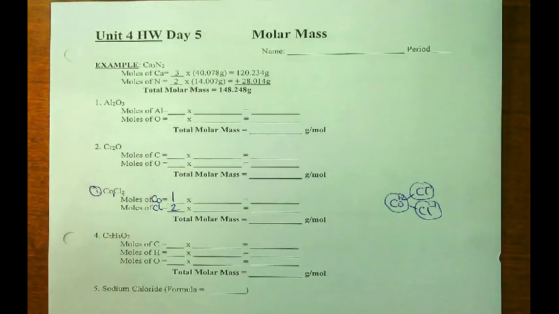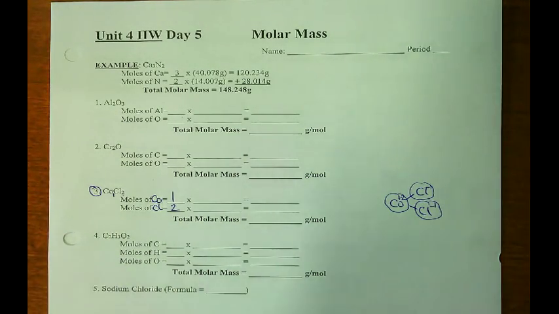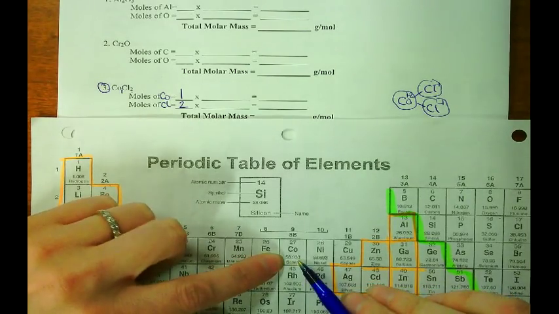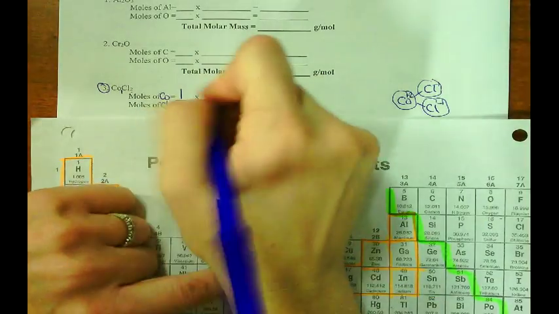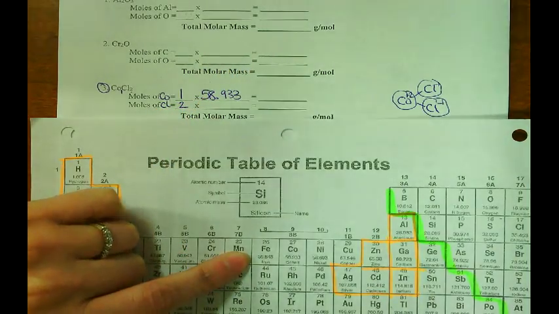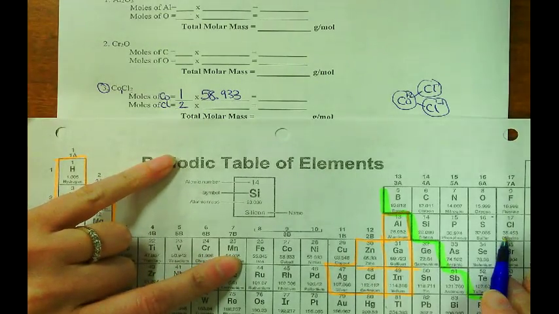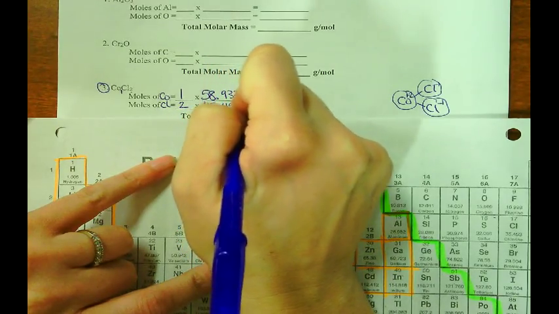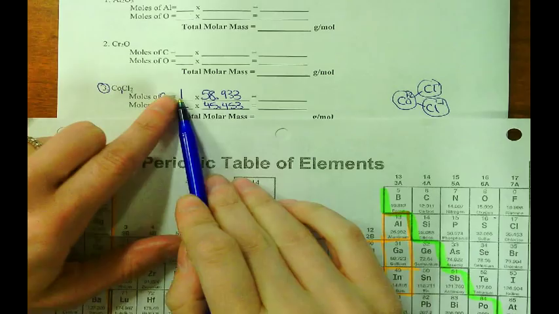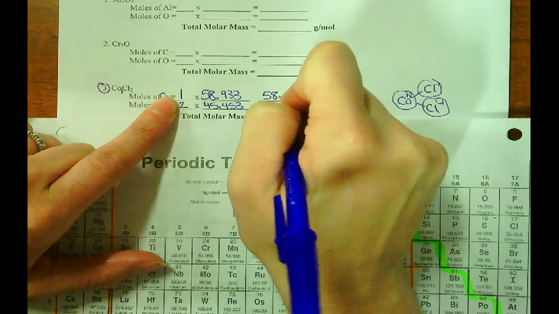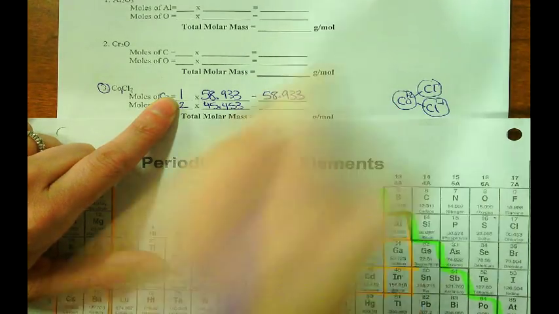And then I'm going to multiply each of those by the mass of a mole. The molar mass is the same thing as the average atomic mass. So I'm going to find cobalt on here, right there. Cobalt's average atomic mass is 58.933. And then for chlorine, it's over here, 35.453. So each mole, there's 1 mole, and it weighs this much, so 1 times this equals the same. That's the total mass of cobalt.